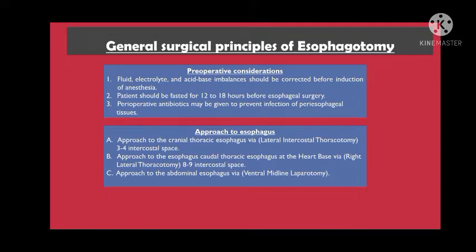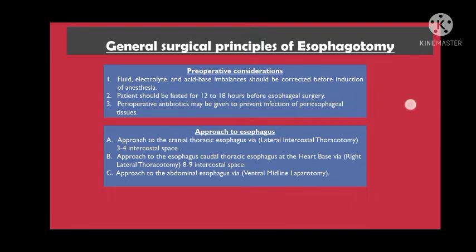Now, approach to the esophagus. Approach to the cranial thoracic esophagus is via lateral intercostal thoracotomy at the 3rd to 4th intercostal space. Approach to the caudal thoracic esophagus at the heart base is via right lateral thoracotomy between the 8th and 9th intercostal space. Approach to the abdominal esophagus is via ventral midline laparotomy.